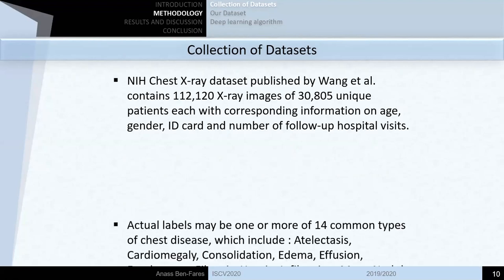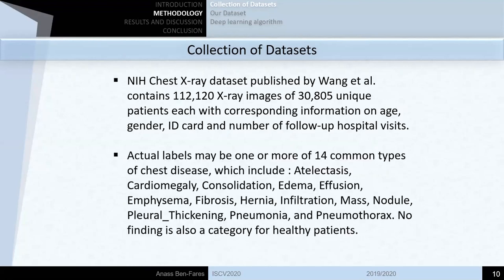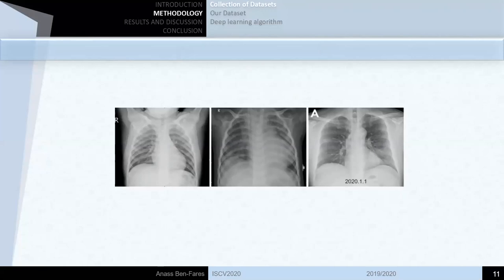The second class consists of images of patients declared without any pneumonia. And the third class consists of images of patients who already had a typical inflammatory pneumonia. The images of the last two classes were extracted from the NIH chest X-ray of 14 common thorax disease categories, published by Wang et al., containing more than 112,000 X-ray images of more than 30,000 unique patients, each with corresponding information on age, gender, ID, and so on. These consist of posterior-anterior and anterior-posterior chest X-rays. So we have trained our model to examine the PA views.